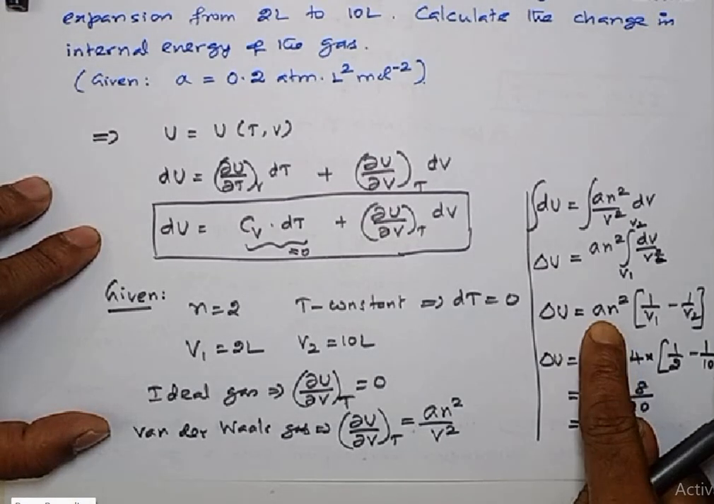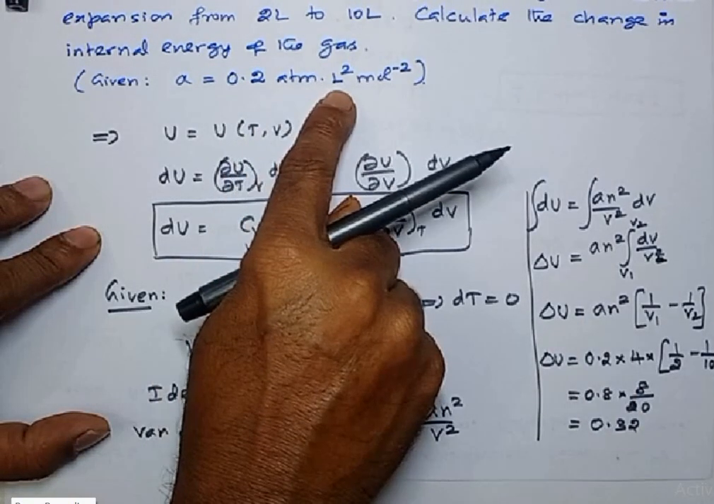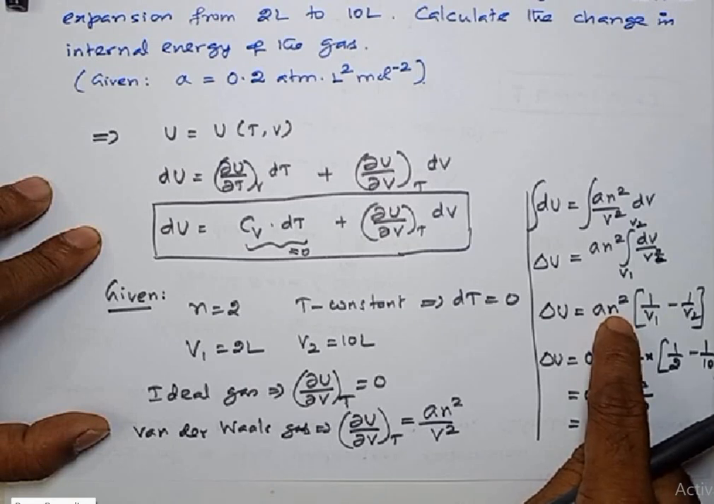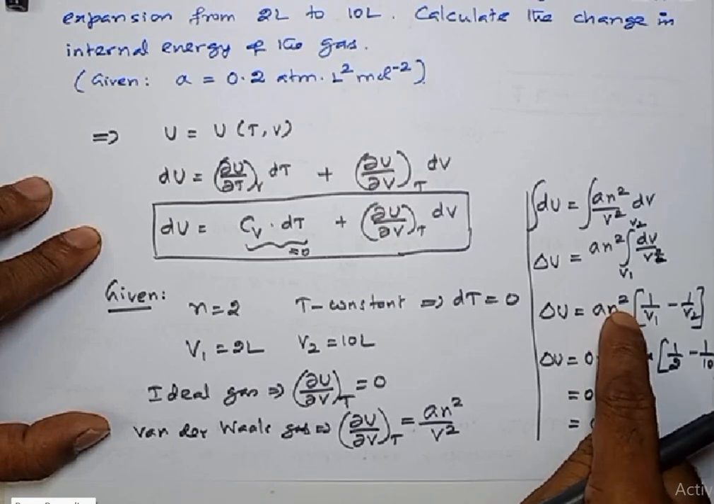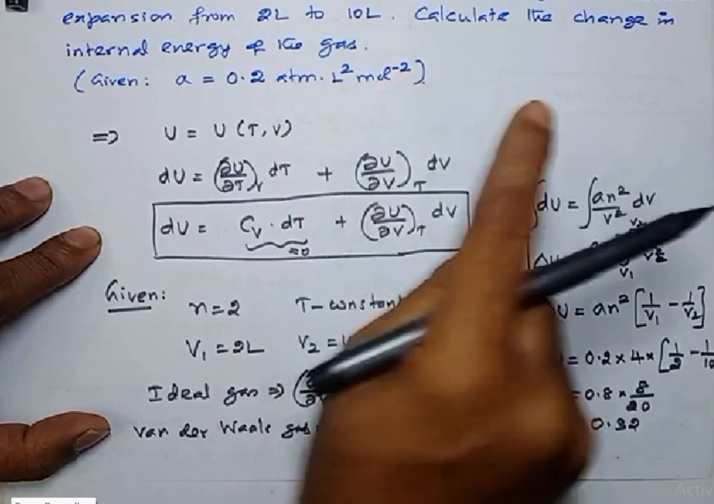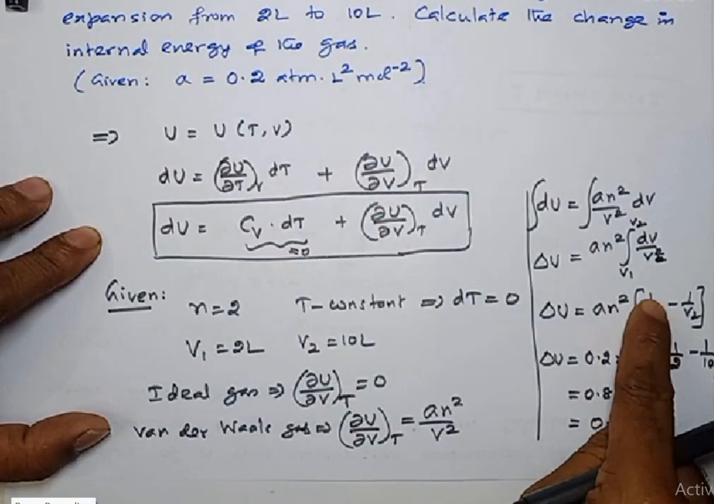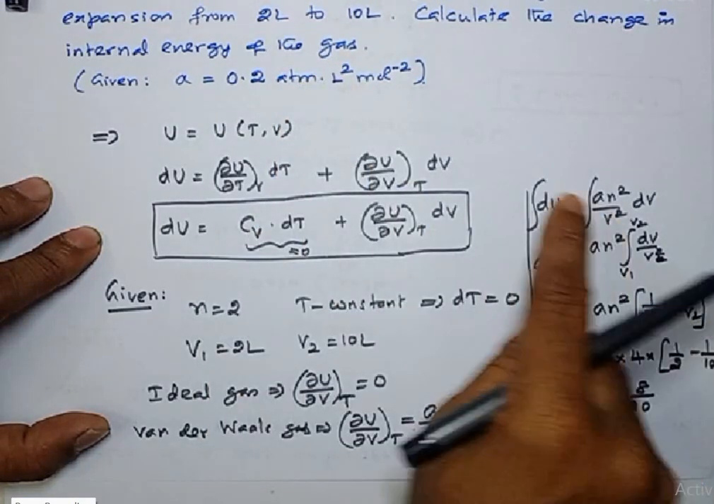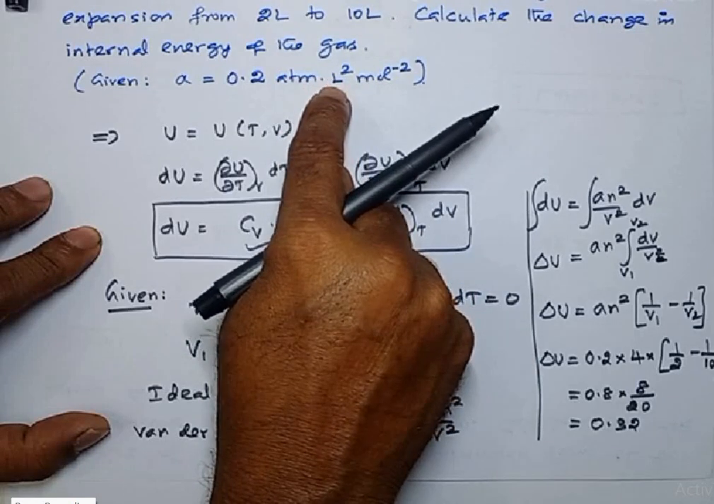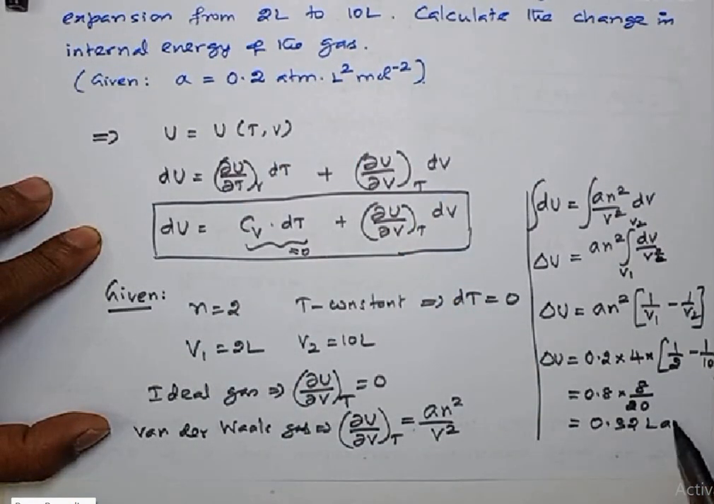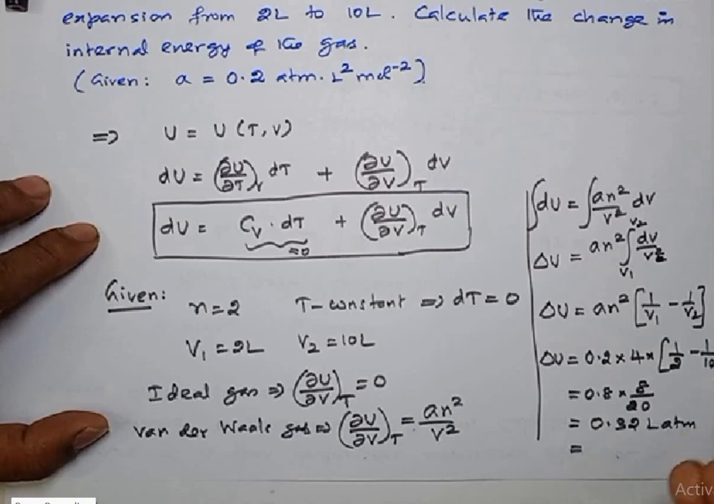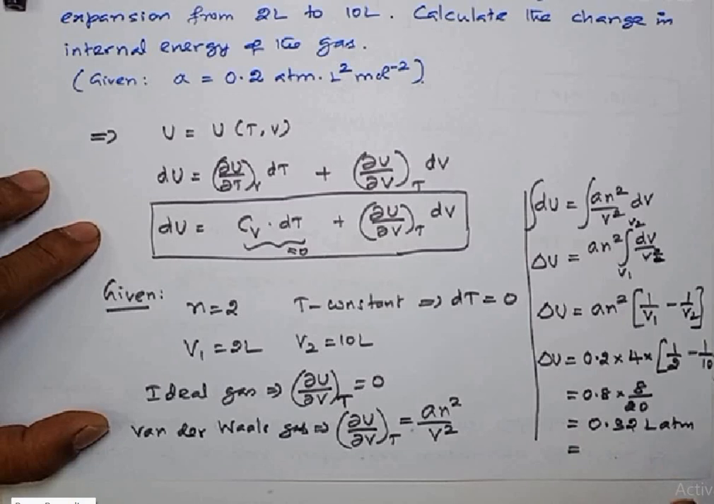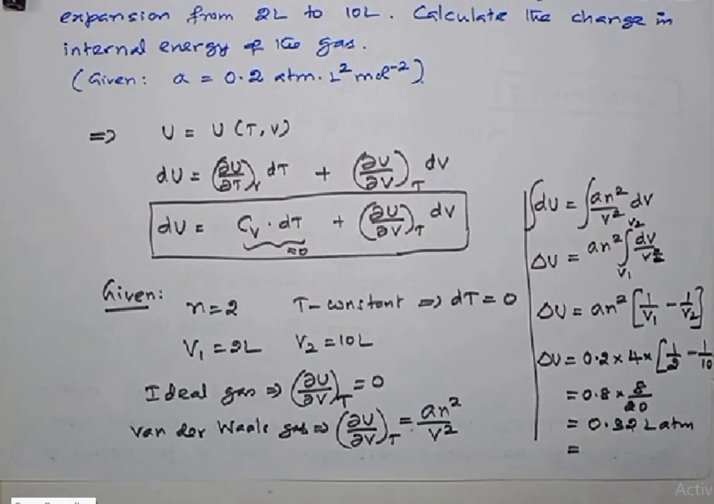And remember, the unit of a is atmosphere liter square per mole square. And here we have n², where n is moles, so we have mole square. This mole square and the mole power minus 2 cancel. And here we have 1 by volume, which is liter inverse. I have liter square, so with liter inverse, if you cancel it, you will get 1 liter and atmosphere. So you will end up with liter atmosphere. If you want to convert this into joules, multiply this by 101.3. You will get the answer in joules.